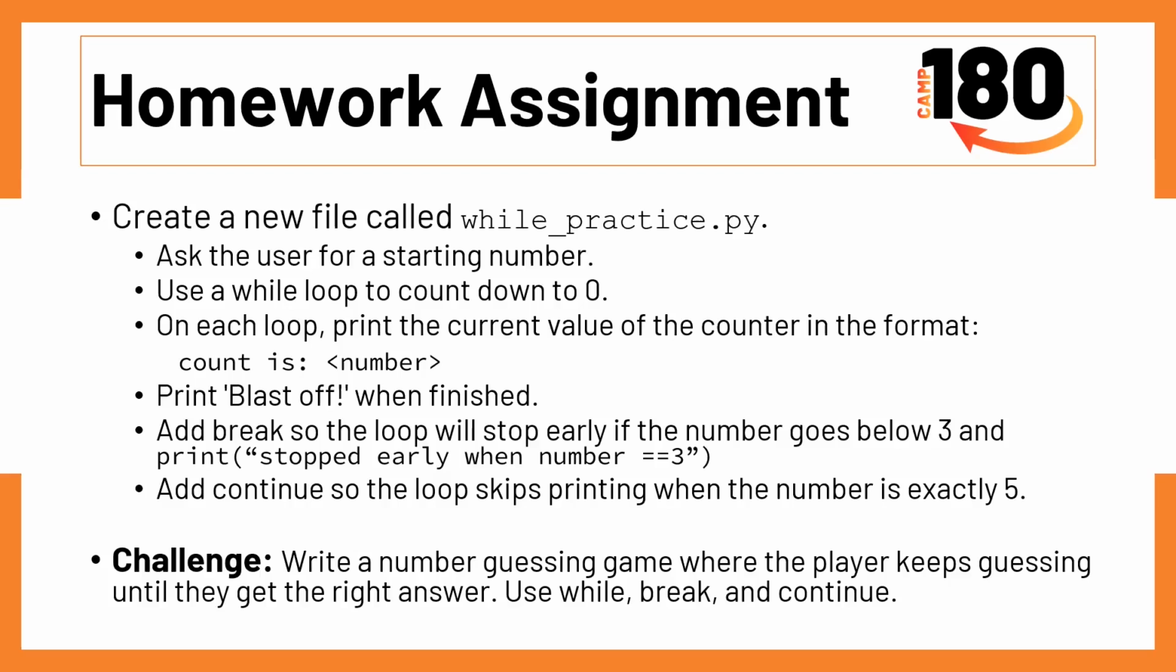Add break so the loop will stop early if the number goes below 3, and print stopped early when number equals 3. Add continue so the loop skips printing when the number is exactly 5. As an optional challenge, write a number guessing game where the player keeps guessing until they get the right number. Use while, break, and continue.